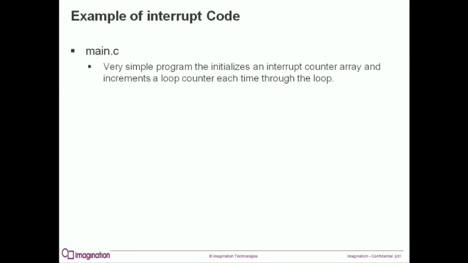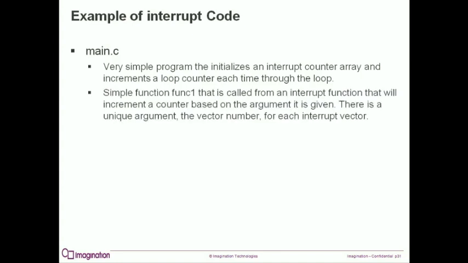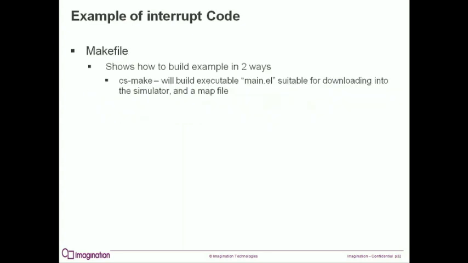The main.c file contains a function that initializes a global array that will be used by the interrupt function to count the number of times it has been invoked. Then the main function will go into a loop counting the number of loops. There is also a simple C function that will be called from the interrupt routine. The function will increment an element in a global array depending on the argument to the function.